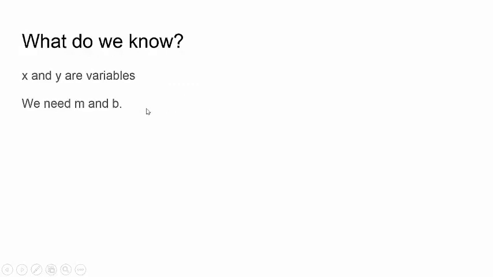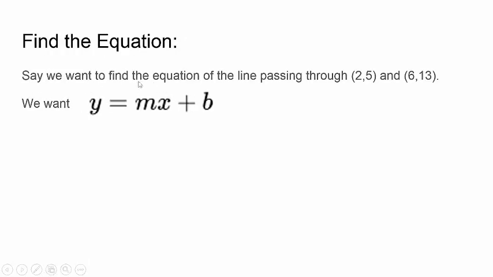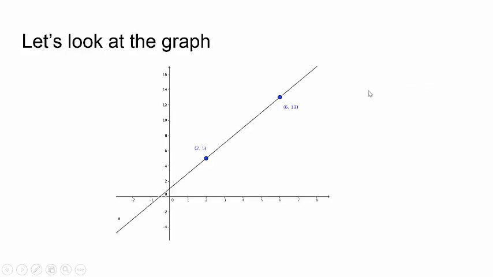We need m, and we need b. X and y are just variables. X and y will appear in the answer. Sure, I have here an x. X is 2, y is 5. I have another x, y, (6, 13). Those are points on this line. There are a lot of points on this line.